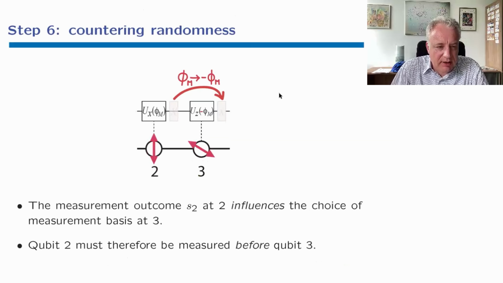Okay, so to summarize, the measurement outcome at qubit number 2 influences the choice of measurement basis at qubit number 3. This is how we take care of the randomness of the measurement outcome. But it has a consequence. Qubit number 2 must have been measured before qubit number 3 can be measured. And so we see that the need to adjust to these random measurement effects introduces the temporal order between the measurements.